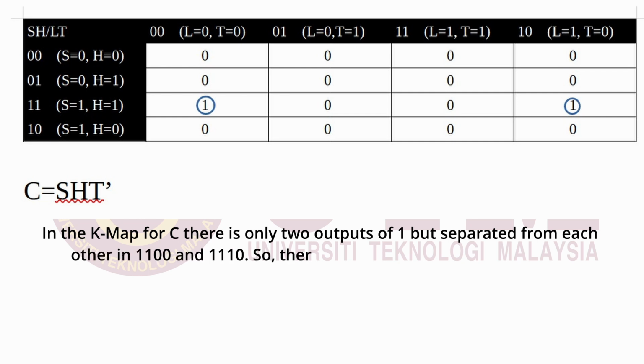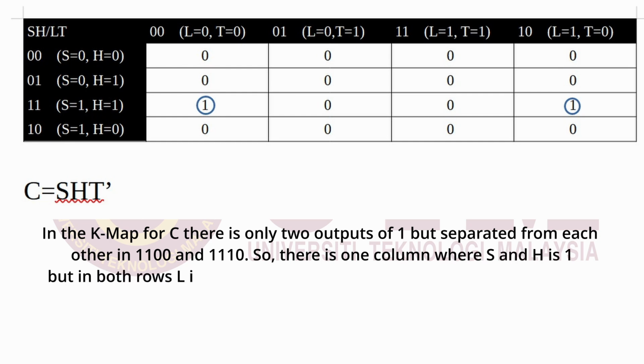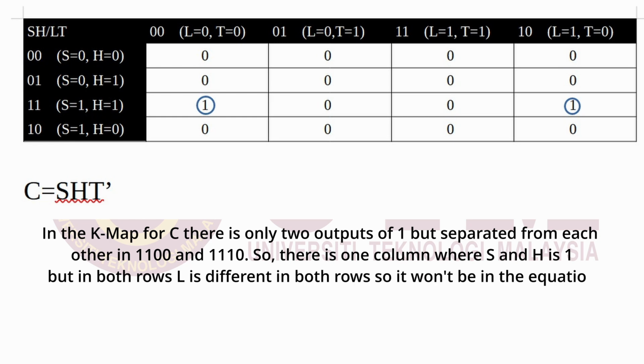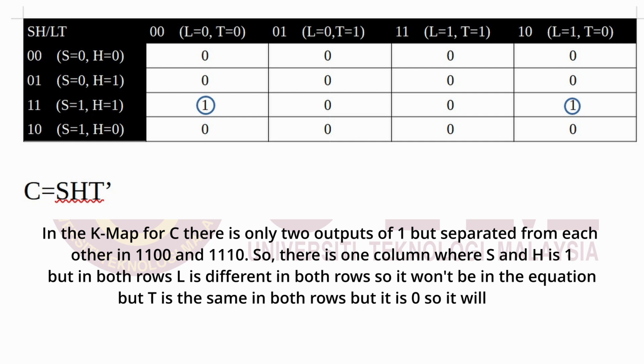1110. So there is one column where S and H is 1, but in both rows, L is different, so it won't be in the equation, but T is the same in both rows, which is 0. So it will be T bar. So the equation will be C equal SHT bar.